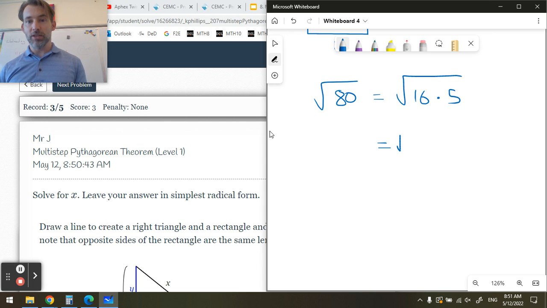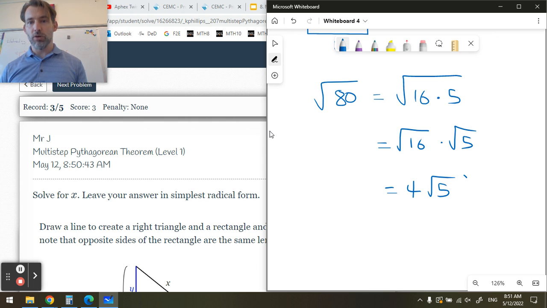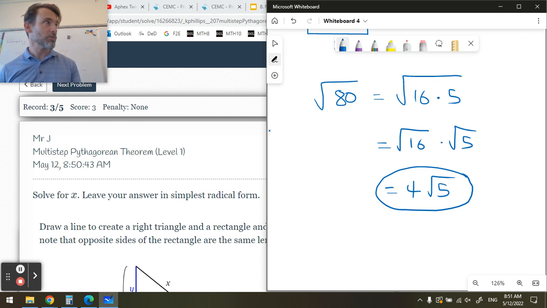This can be written as the square root of 16 multiplied by the square root of 5. We can write these in this way, and that's how radicals work. You can break them apart like that. And then the square root of 16 is 4, and the square root of 5 stays as is. So the square root of 80 is the same thing as 4 times the square root of 5, and those are exactly the same. So that's what we mean by reducing a radical.